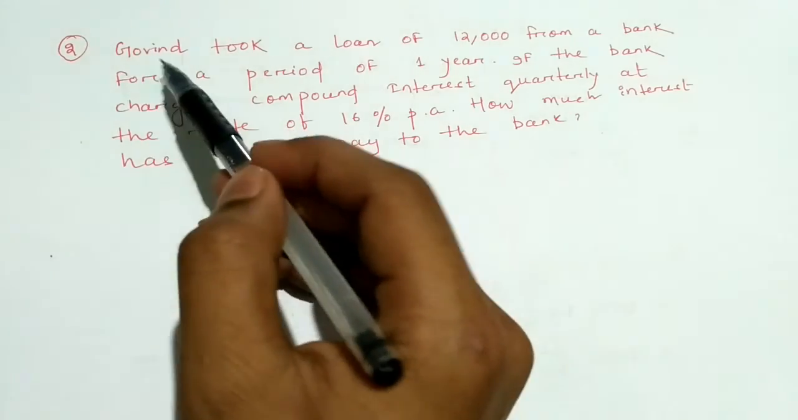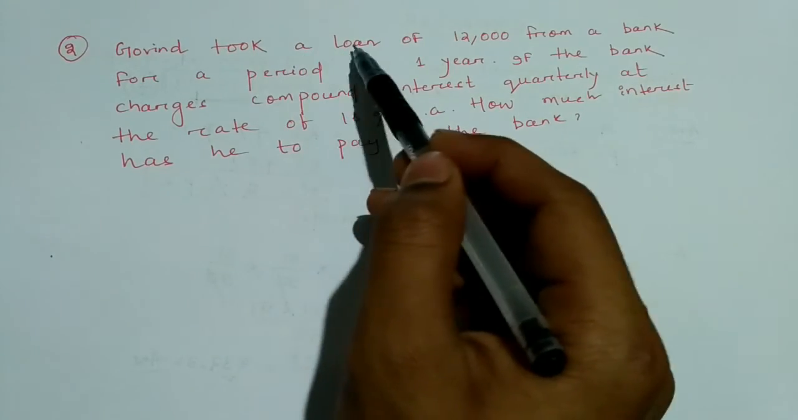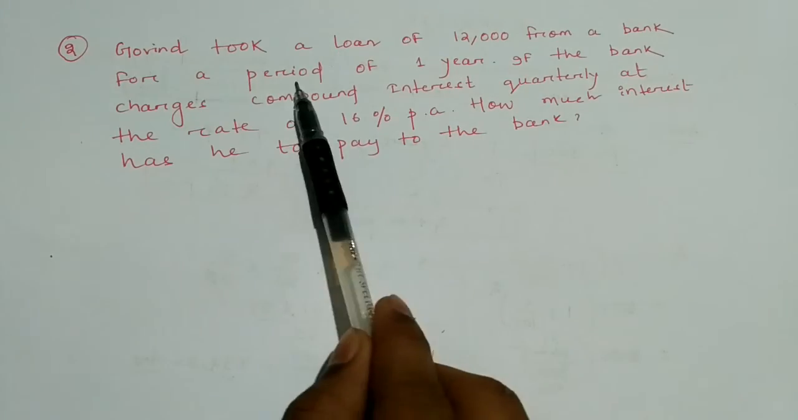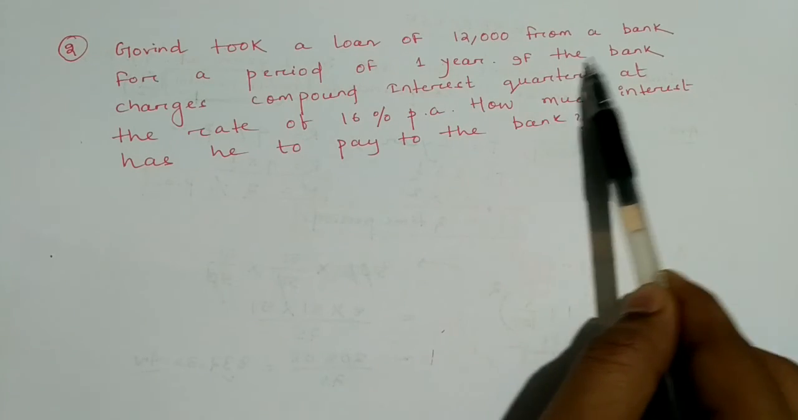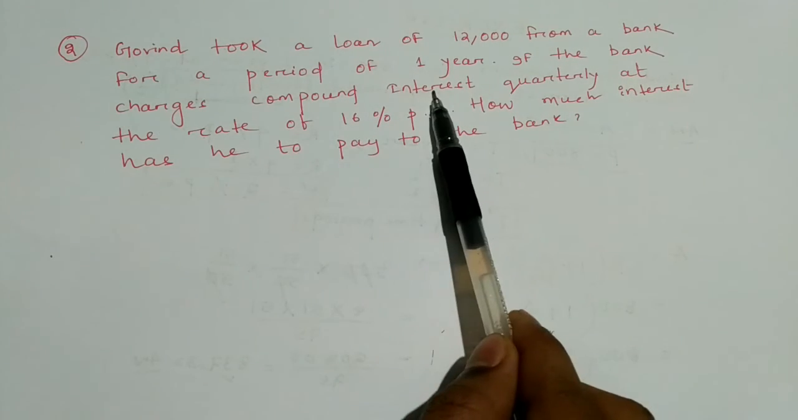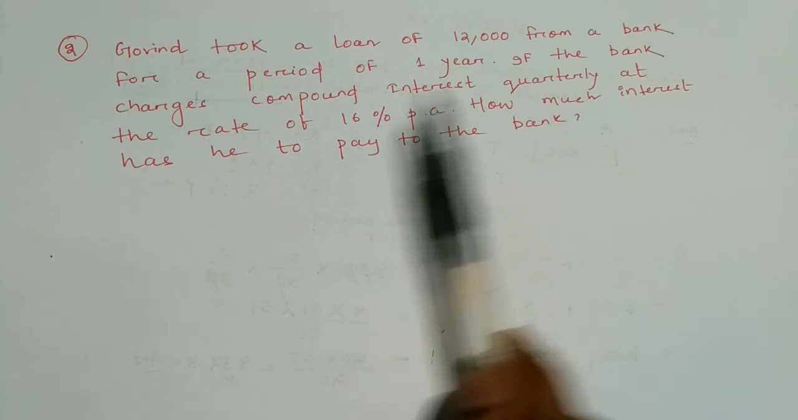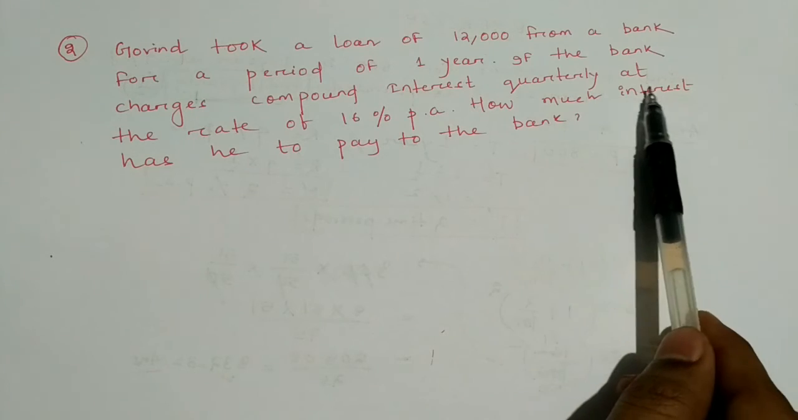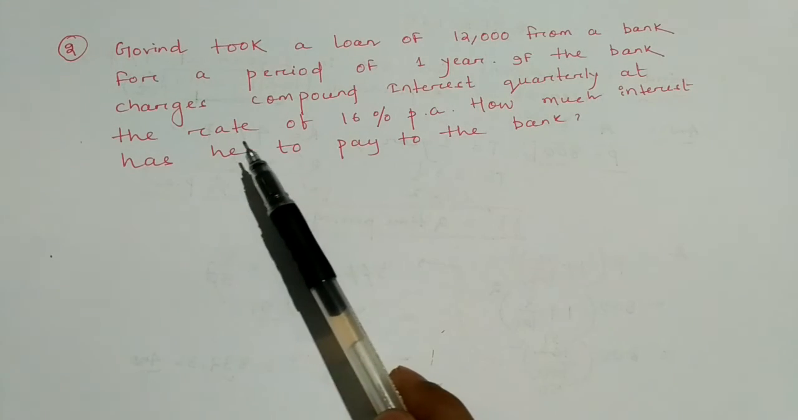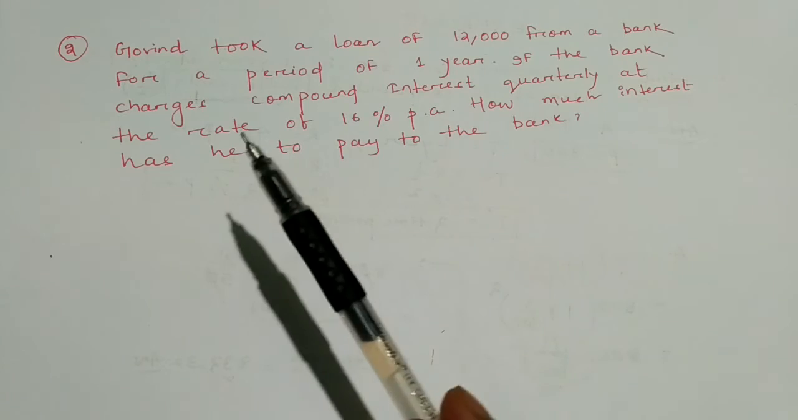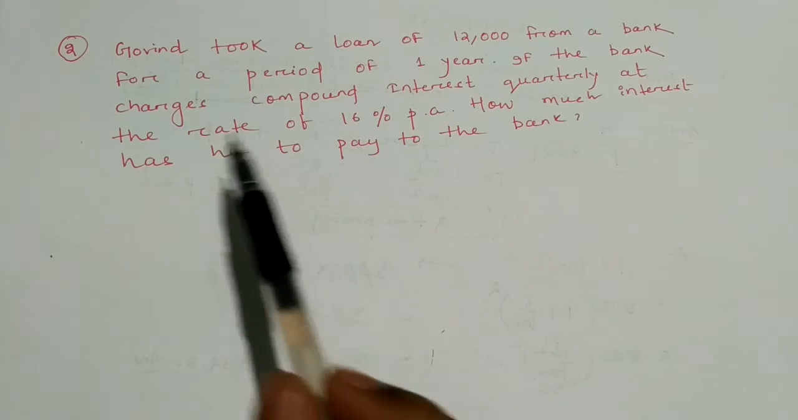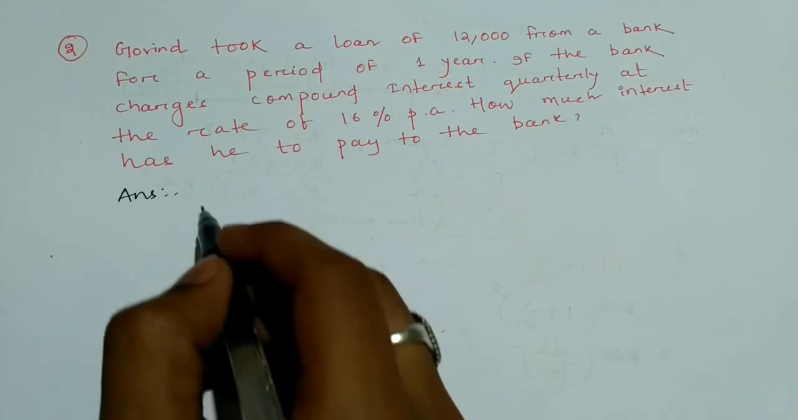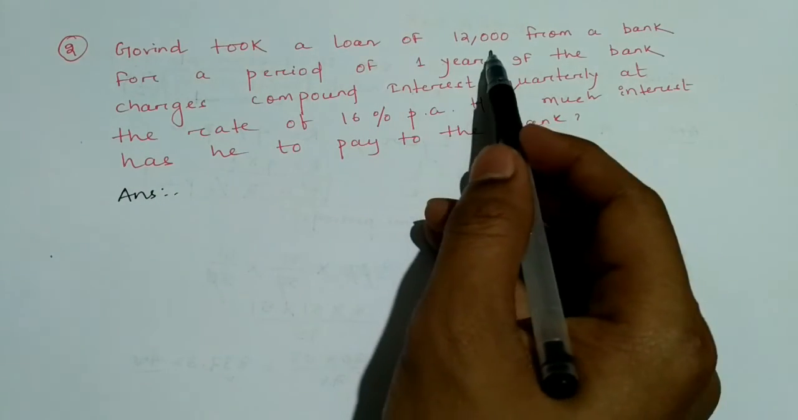Okay, so here is the question. Govind took a loan of 12,000 from a bank for a period of 1 year. If the bank charges compound interest quarterly at the rate of 16% per annum, how much interest has he to pay to the bank? So first thing, every time you read the question, just note down what it asks you to do. So he took a loan of 12,000.